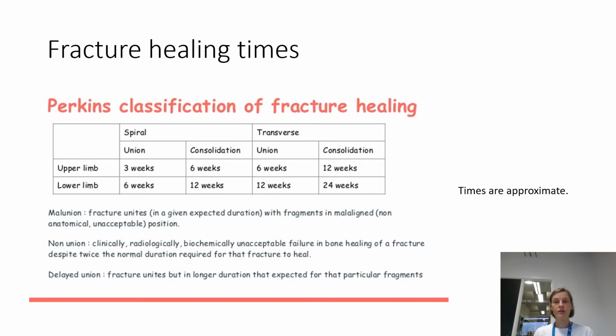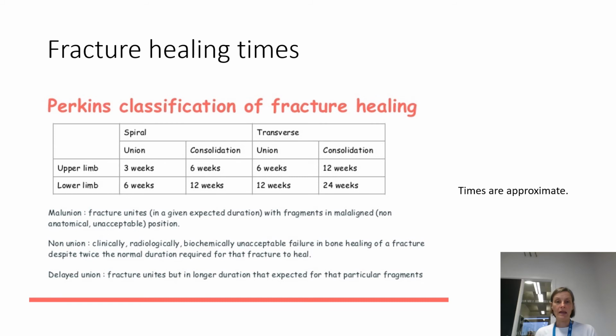If fracture healing is disrupted in some way, you can get malunion, where the fracture unites within that duration of time, but the fragments are not aligned in an acceptable position. And in some cases, orthopedic surgeons may well then go in and refracture, re-break the bone in order to set it in an appropriate way.